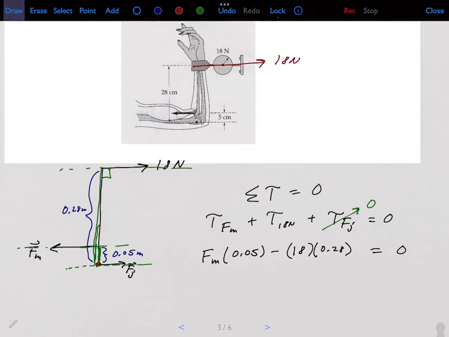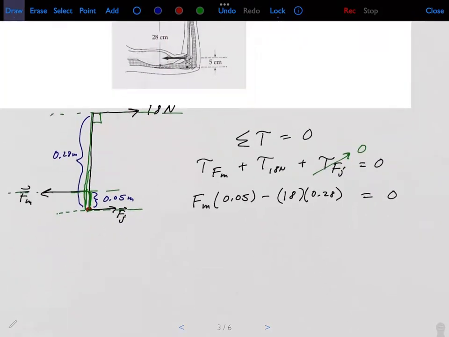So we can solve this for FM, since we wanted to find the muscle force. If I solve this for FM, I'm going to add 18 times 0.28 to both sides, so it becomes positive on the right-hand side. And then divide by 0.05. So now that muscle force is going to be 100.8 newtons.